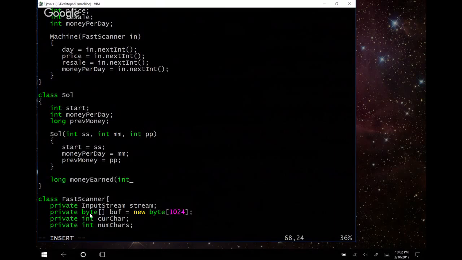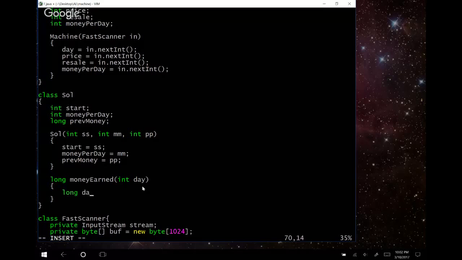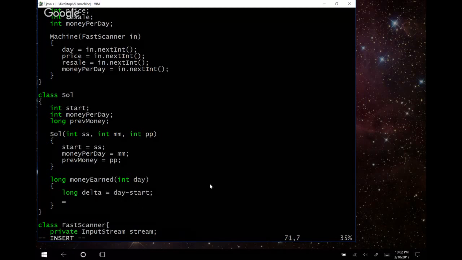So how much money does this earn on a given day? I'm going to have a little helper function in here. I'll pass in a day, and it'll tell me how much money that ends up making. To make sure I don't overflow a long, I'll just do the current day minus the start. This thing is assuming that I'm starting on day start. How many days have passed since the start of the day? You'll notice that this equation basically means I can't start making money right when I buy the machine. And the problem says you can't use the machine on the day you buy it. So it works out. We don't have to worry about this equation being weird.